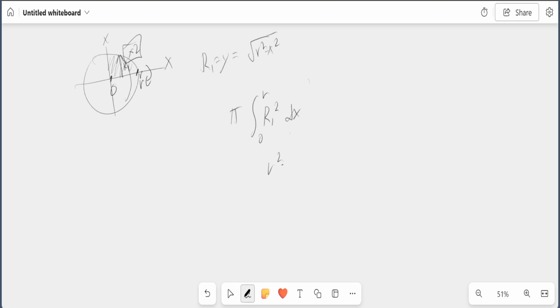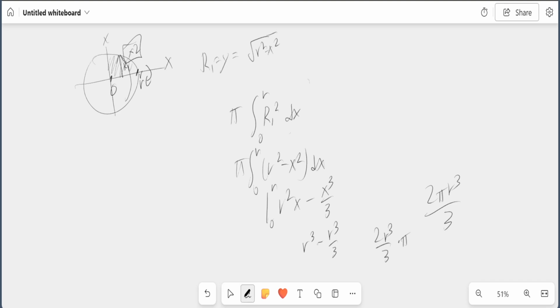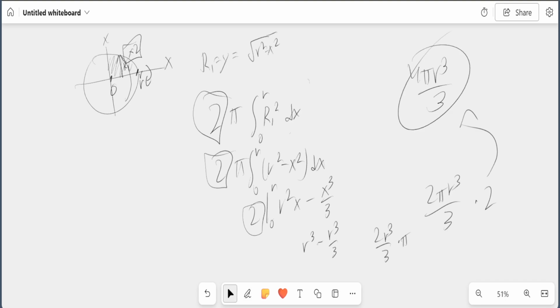R1 squared is r squared minus x squared. Okay, this one's not too bad. From 0 to r, pi times r squared x minus x cubed over 3. Evaluating at r, that's r cubed minus r cubed over 3, which is 2r cubed over 3 times pi. So 2 pi r cubed over 3. And I forgot to multiply by 2 at the beginning. So this is multiplied by 2, so that becomes 4 pi r cubed over 3. 4/3 pi r cubed. Does that make sense? I think so.